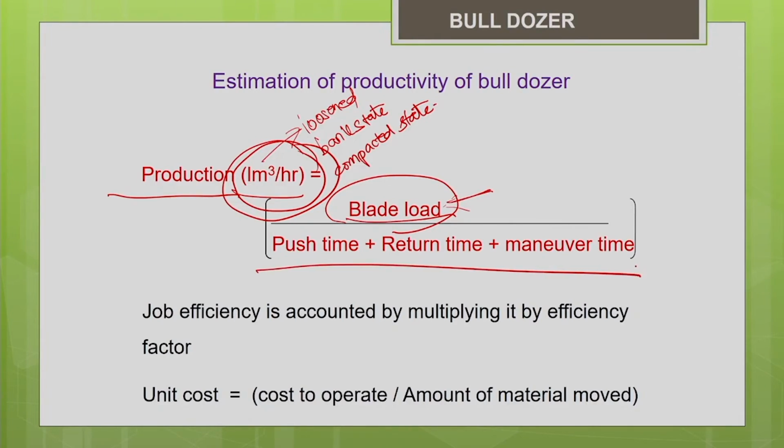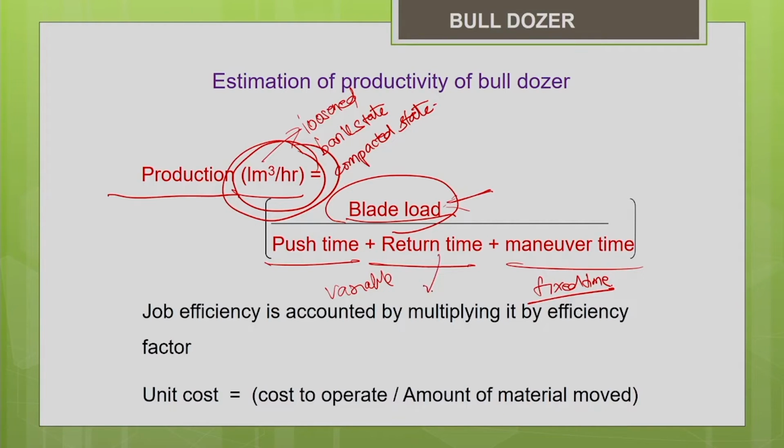And cycle time. The cycle time is made up of push time, return time and the maneuver time. These two are variable, and this one is fixed time. Just now I explained how to calculate the push time. It depends upon the haul distance and the speed of the machine. That speed depends upon the actual project condition, the underfoot conditions in your project site.